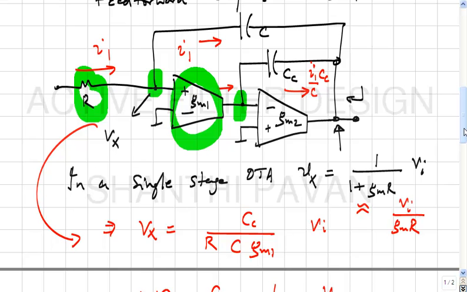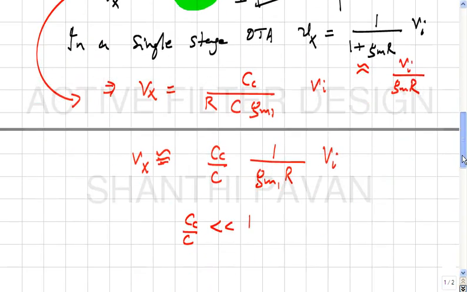It depends on Cc by C. It will also depend on Cc. All what noise will flow through where? Noise current of R will get integrated. What about that of GM1? It goes through Cc and 1 by GM1. Through Cc, and it will also get integrated. So it depends on Cc by C. It will be 1 by GM1 R plus, okay.